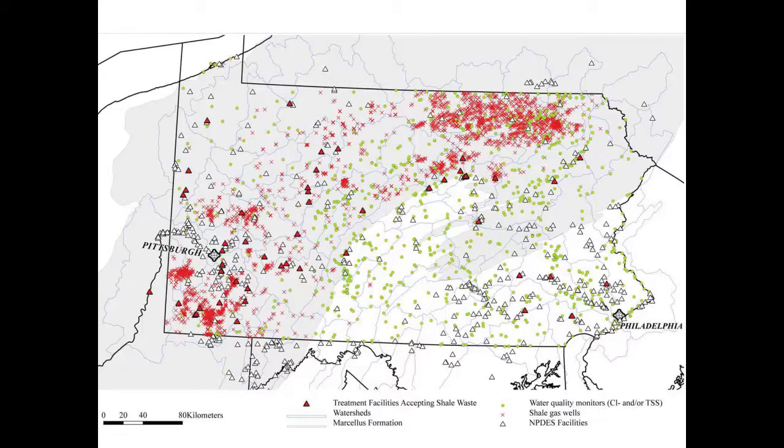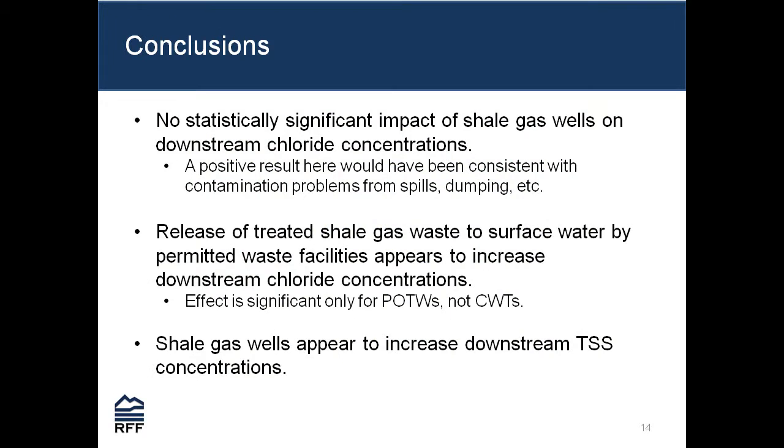So we took total suspended solids readings and chloride readings from those monitors and related them over space and over time to drilling activity in Pennsylvania statistically. So it was a massive statistical analysis, and what we find is both good news and bad news for the shale gas industry, at least in Pennsylvania. The first thing is good news. We didn't see any statistically significant impact of shale gas development on downstream chloride concentrations.